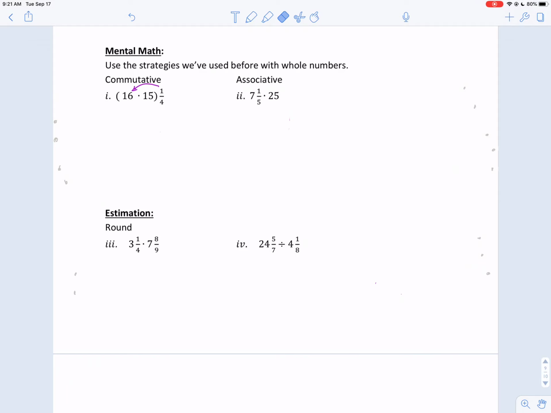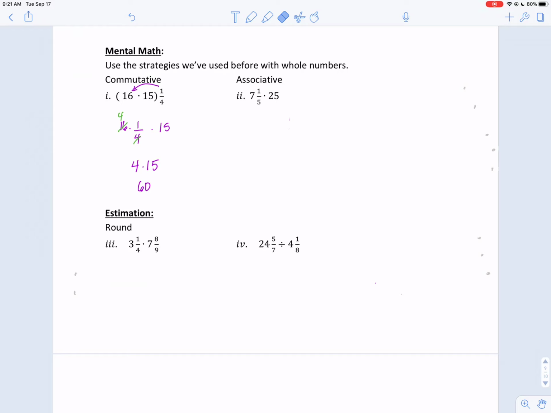Instead, I'm going to put that 1/4 beside the 16. I'm going to change the order using the commutative property. So I've got 16 times 1/4, and then I multiply that by 15. That makes it easier because 4 goes into 16 4 times. So I'm really multiplying 4 times 15, and that just gives me 60.